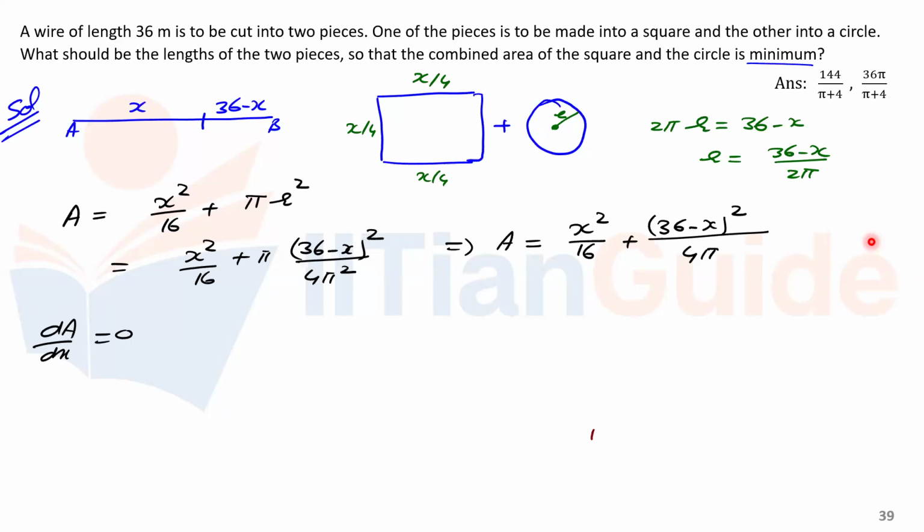Sir, done. Done. Very good. How much did the value of x come? Sir, x is 144 upon pi plus 4. Okay, this is the value of x.